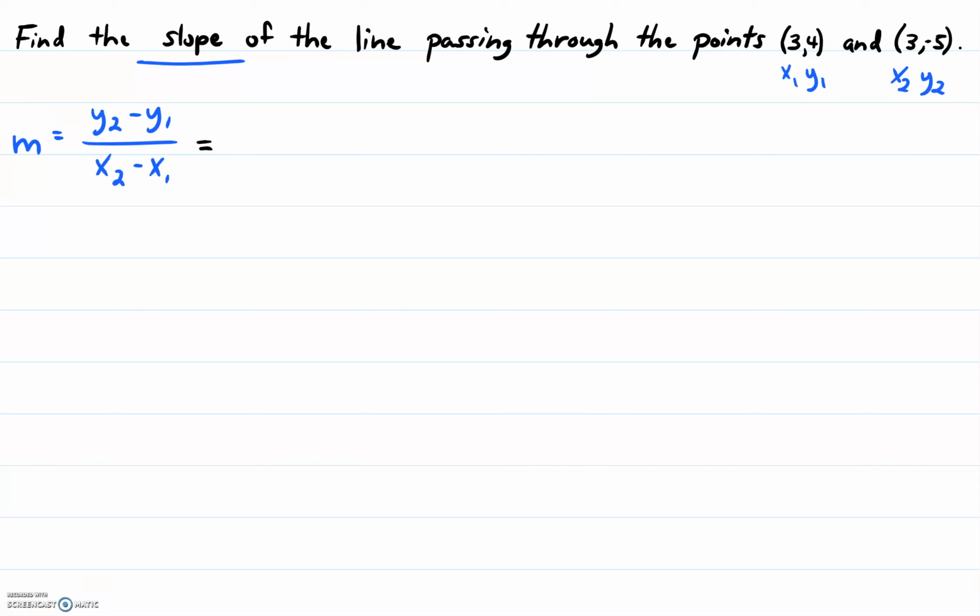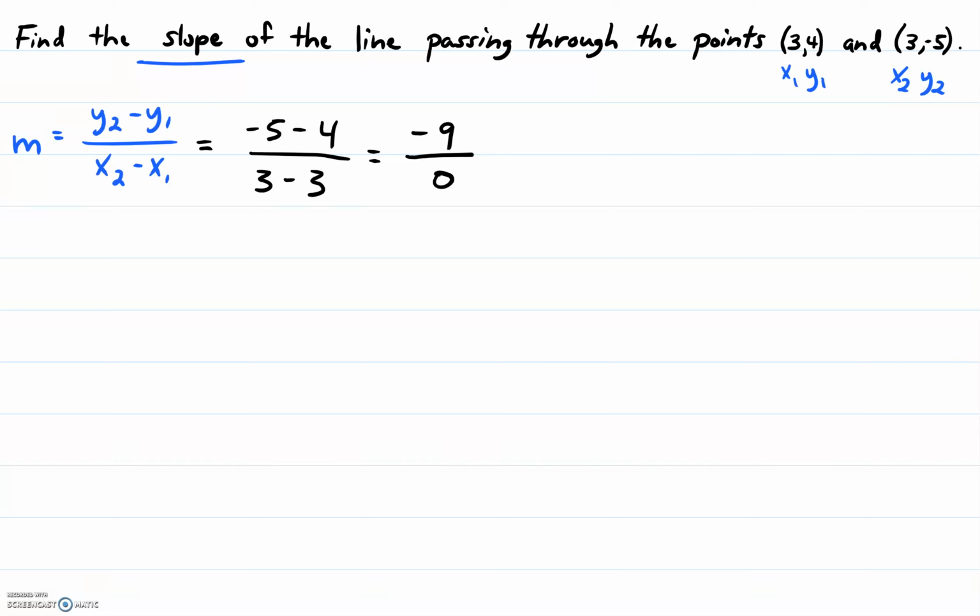So y2 minus y1, our y2 we just labeled to be -5, minus our y1 we labeled to be 4, over x2 minus x1, we labeled x2 to be 3, minus x1 we also labeled to be 3. Now when you get to this point, you just want to simplify. So -5 minus 4 is going to give us -9 in the numerator, and the denominator will have 3 minus 3, which gives us 0.